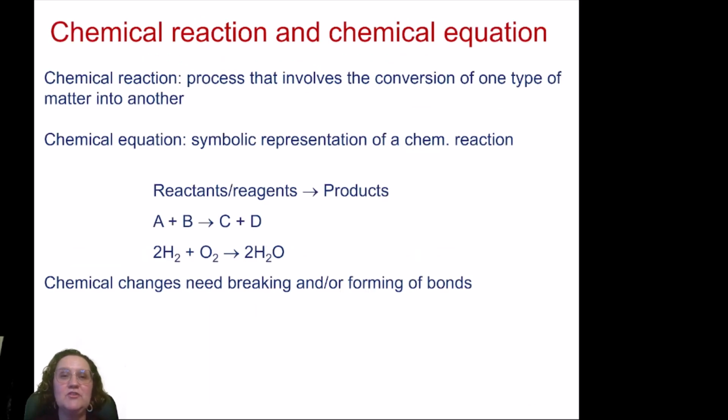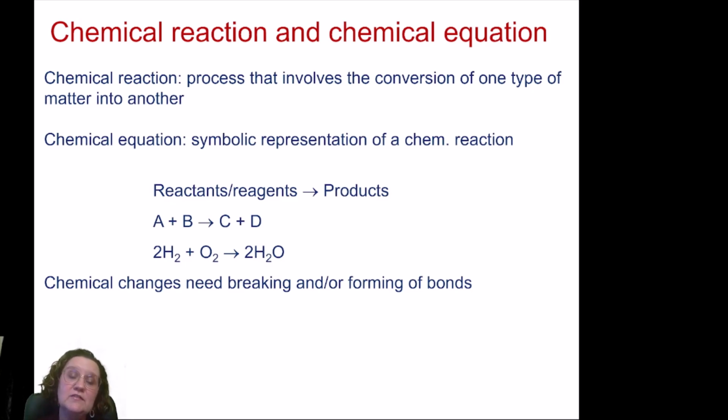So a chemical reaction is the process that involves the conversion of one type of matter into another. It involves chemical changes, with certain bonds being broken and others being formed. And a chemical equation is the way we have to represent that process of the different compounds changing, breaking bonds and making new compounds.